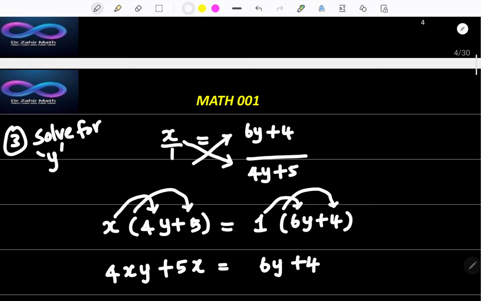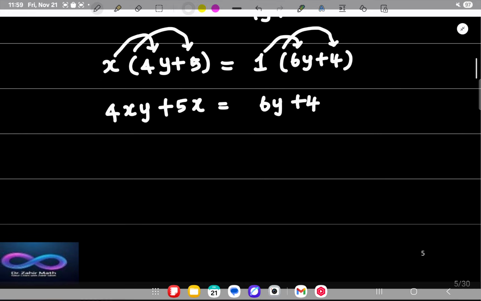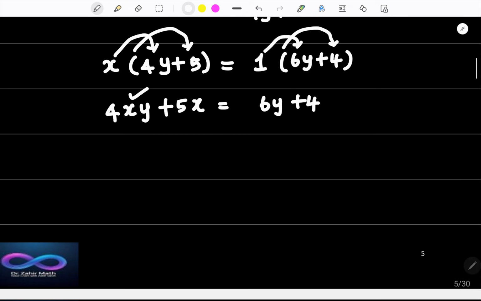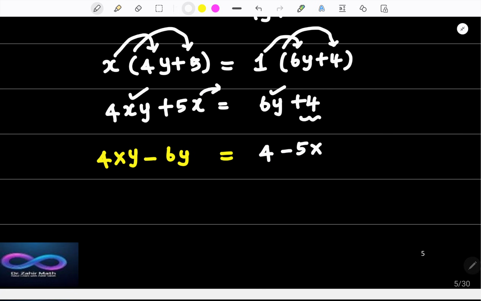Now what is the question? Solve. What is the step? Solve for y. It means you have to bring all the y terms to one side. It has y, it has y. Bring it to the other side. 4xy minus 6y is equal to all the x terms on the other side. Here already 4 is here. Take this x to that side, minus 5x.